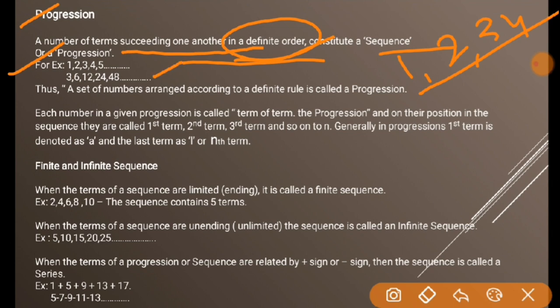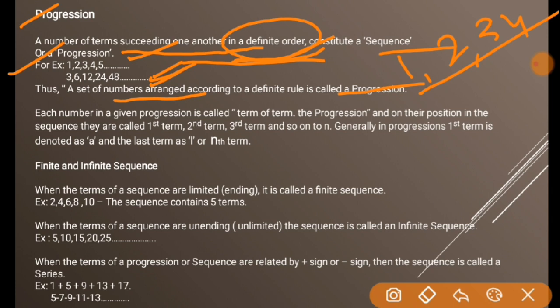Look at the second example: 3 6 12 24 48. Every number is multiplied by 2, right? So here also there is a definite order for the sequence. All these kinds of sequences will be termed a progression. Thus a set of numbers arranged according to a definite rule is called a progression.